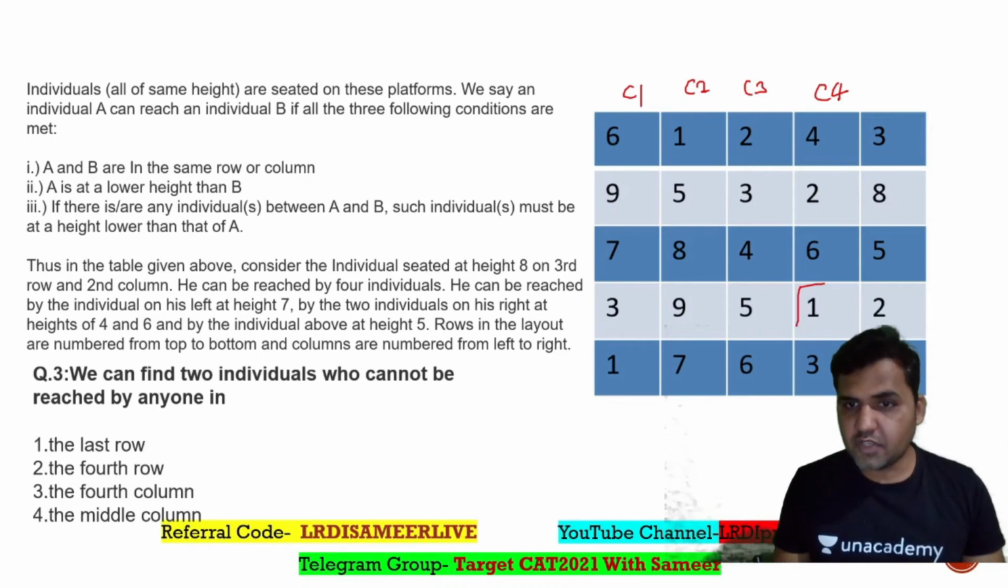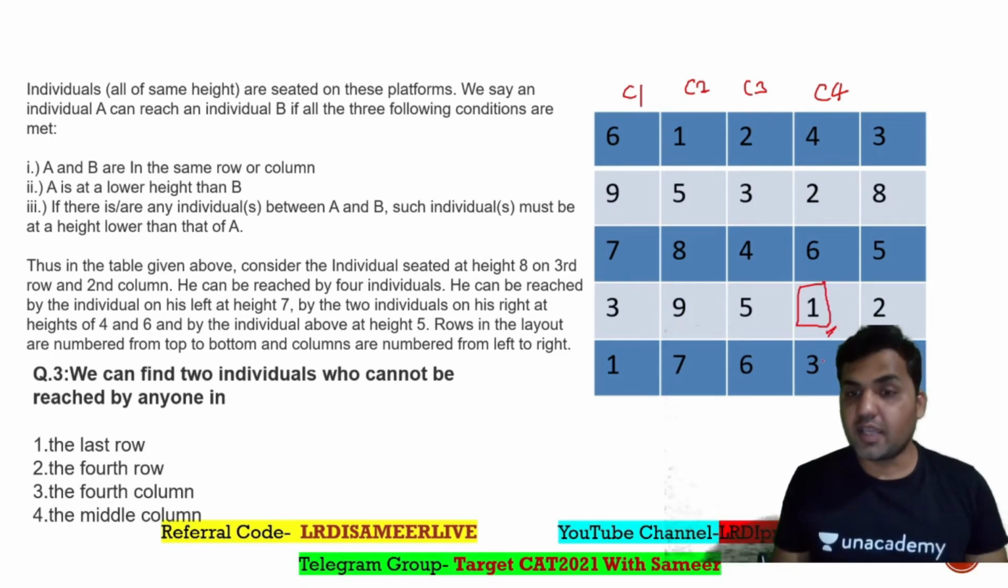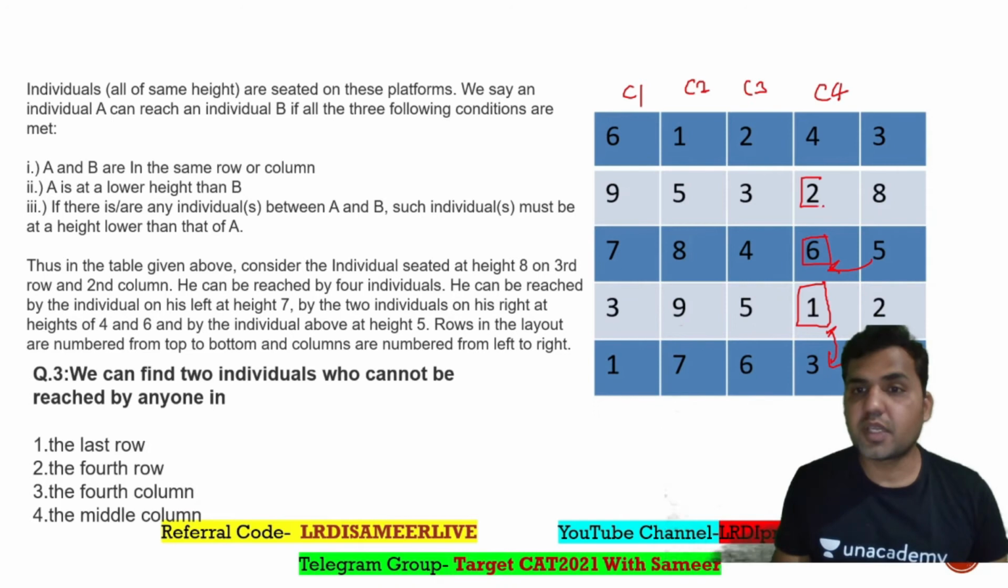So 1 is an individual which cannot be approached by anybody. So there's one person. And you see that 3 here can be approached by 1. If you look at 6 here, 6 can be approached by 5. If you look at 2 here, 2 cannot be approached by 3. 2 cannot be approached by 8. 2 cannot be approached by 6. 2 cannot be approached by 4.